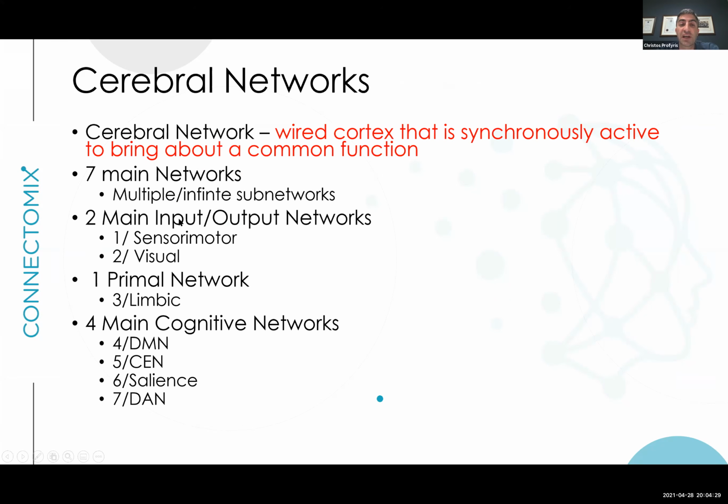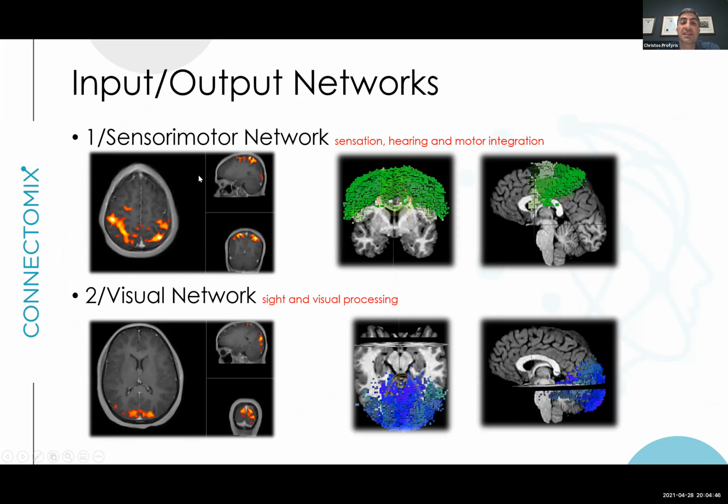There's 2 main input and output networks, the sensory motor network and the visual network. There's a primal network, the limbic system. And then we talked about the cognitive networks, the default mode network, the central executive network, the salience, and the dorsal attention network.